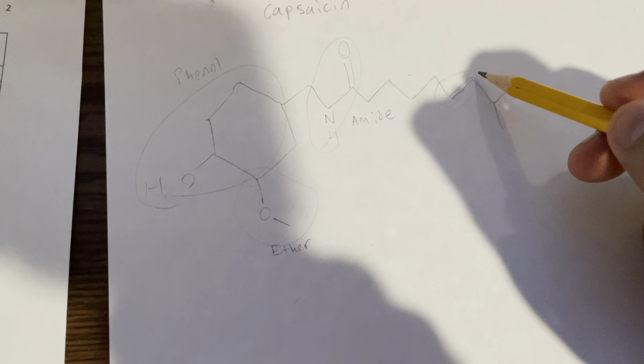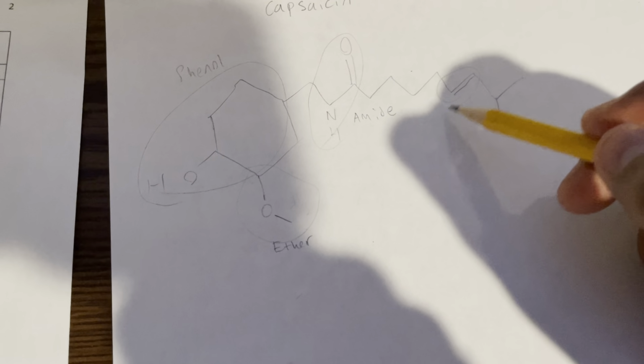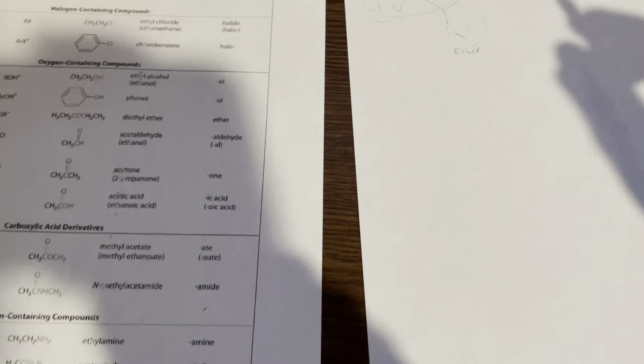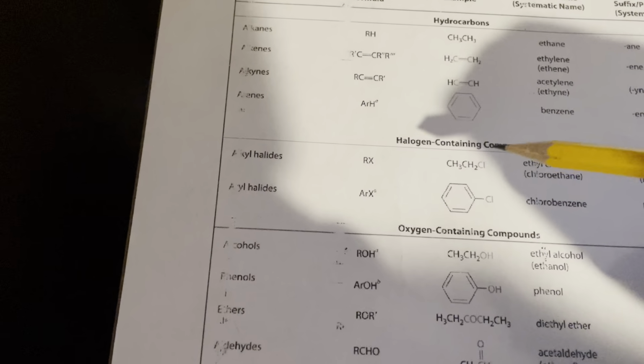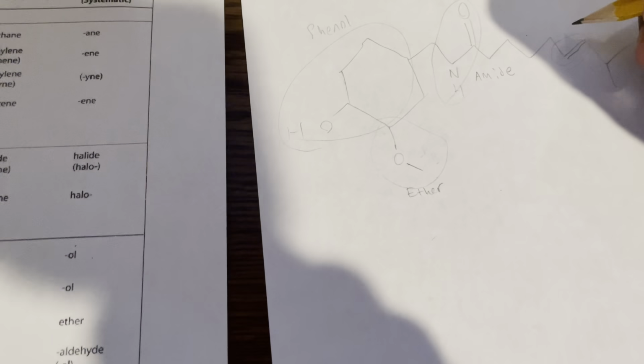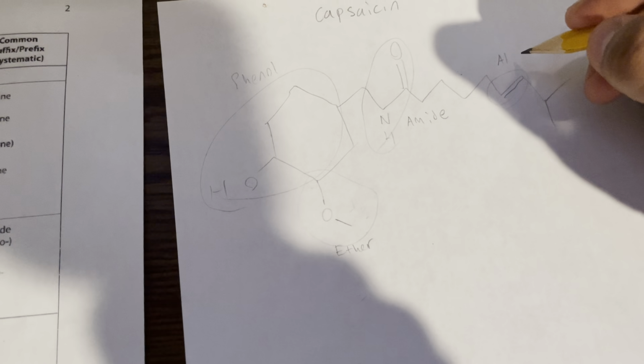And then this one right here is a carbon double bonded to a carbon with hydrogens on each side, and that's going to look like an alkene. Alkene, I believe that's how you pronounce it. An alkene. All right, so that's the first part of this.